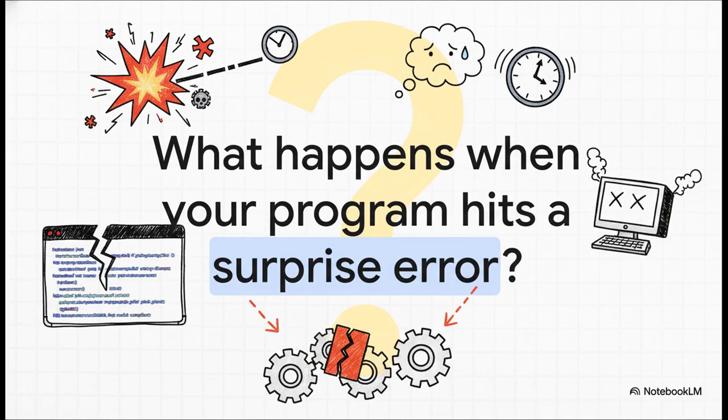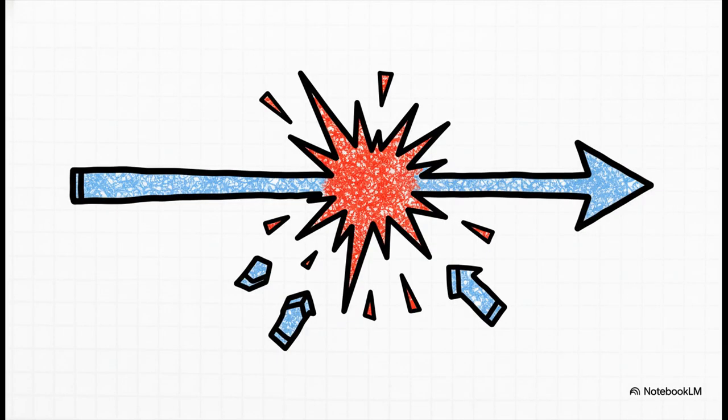So what's really going on under the hood when your code hits one of those unexpected roadblocks? The short answer? It crashes. This is what we call a runtime error, and the event that actually causes it has a name, an exception. It's basically any unexpected event that just completely shatters the normal, happy flow of your program.